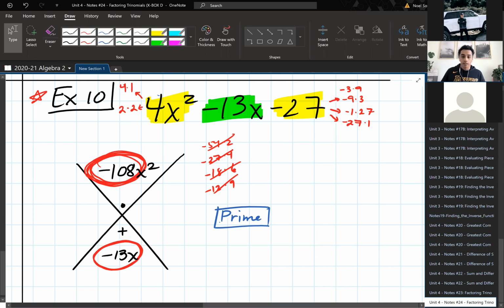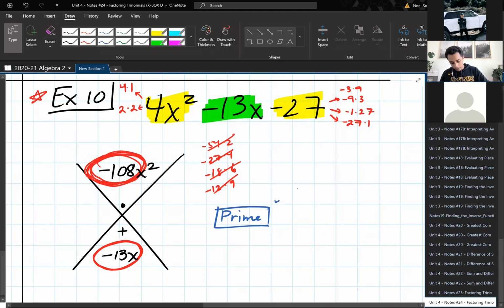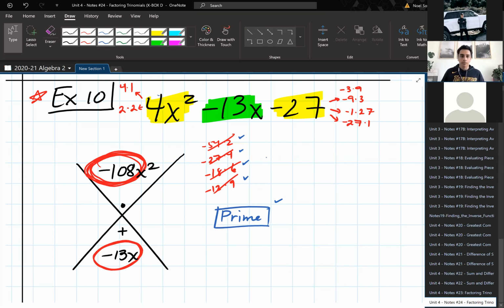There's also no GCF, right? 4, 13, and 27, there's no factor that can divide all three. So we're comfortable with saying, hey, this is a prime. We went through the realistic options and none of them worked. None of them added up to be negative 13. So we have a prime.